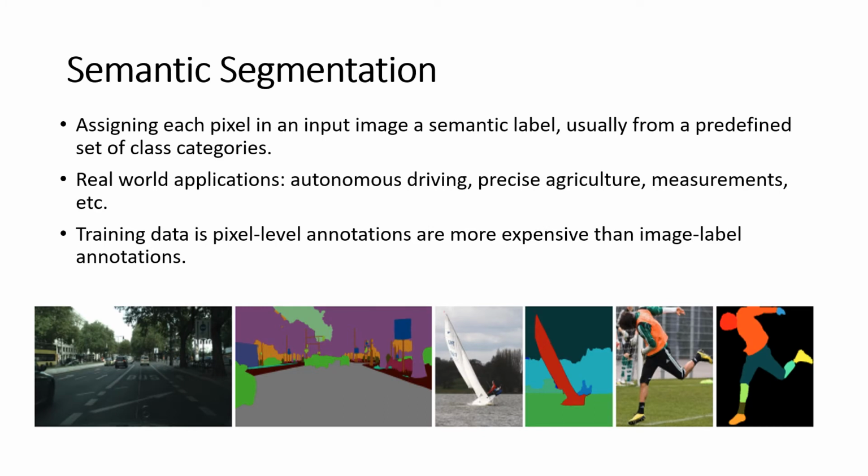First, let's have a short brief on semantic segmentation. Semantic segmentation is about assigning each pixel in a given image a semantic label, where the semantic label, the class category, is usually taken from a predefined set of classes. For example, we can see here an image that is taken from a camera placed on a car, and we want the pixels to be classified as road, sky pixels, car pixels, etc.